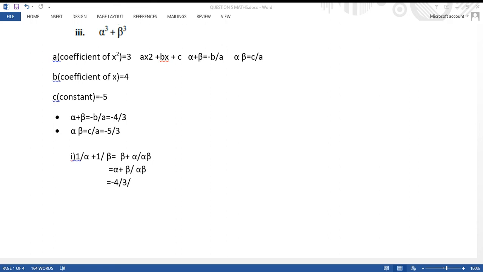And then my question is, if it's alpha cubed plus beta cubed, what will become of the number on the negative 2? That's the next one we're going to look at. Alpha cubed plus beta cubed.